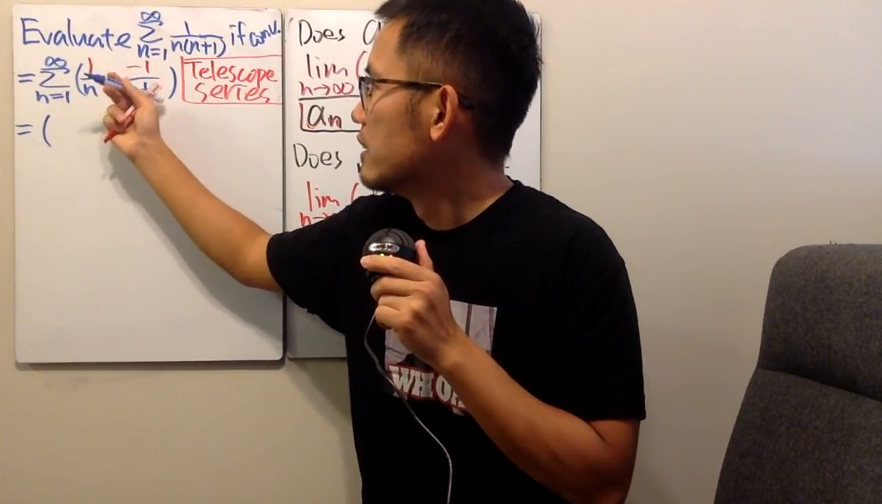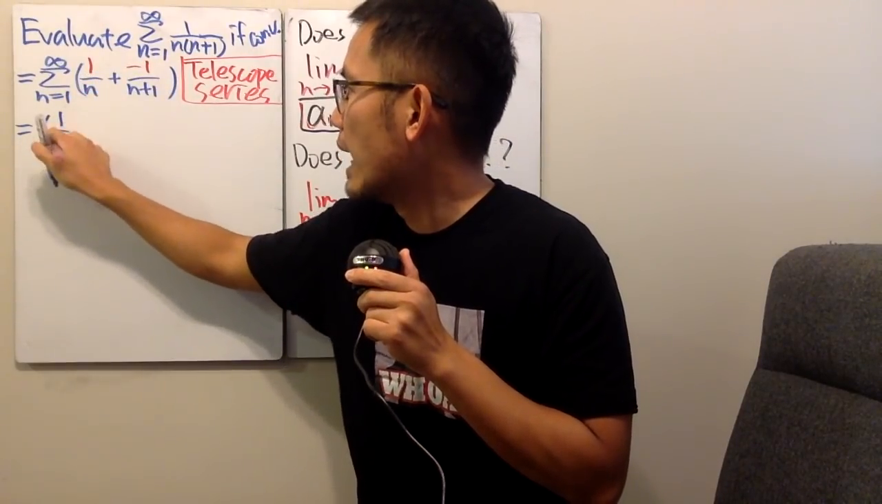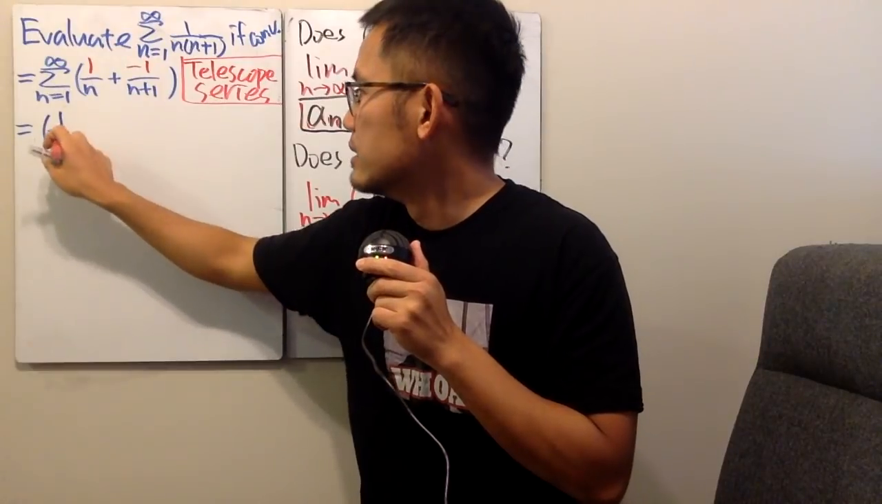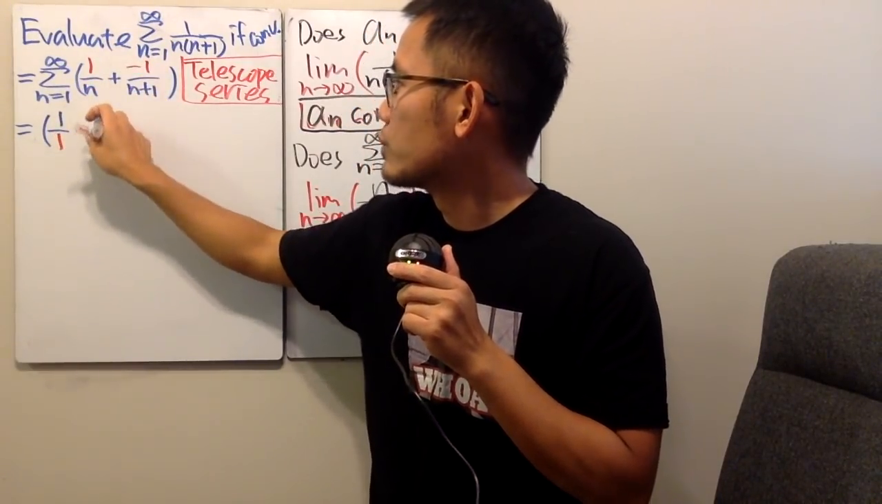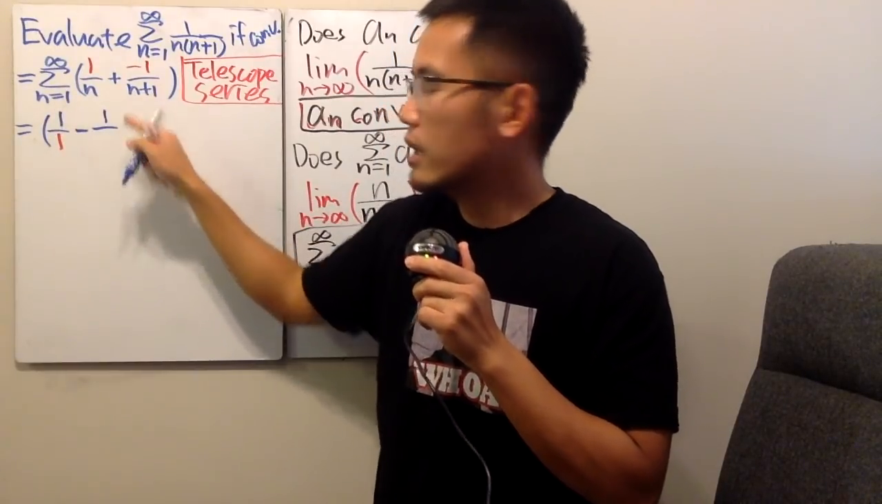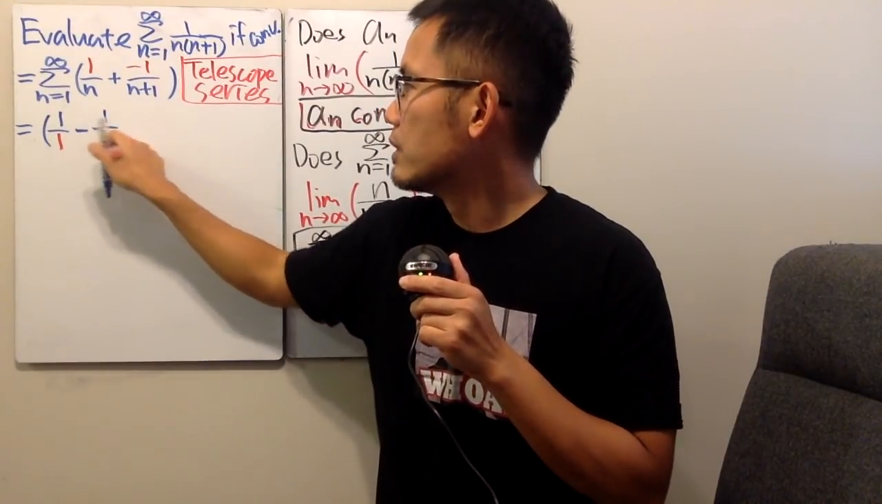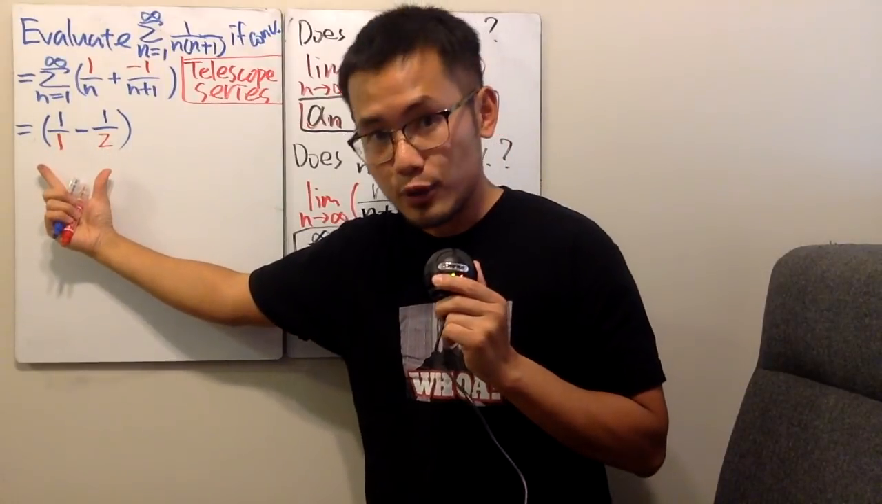Put 1 in here. The first term is 1 over 1. And then next we have minus, and then we will have the 1 right here. Put a 1 in here. 1 plus 1 is 2, so we have a 2 right here. So this is our first term.